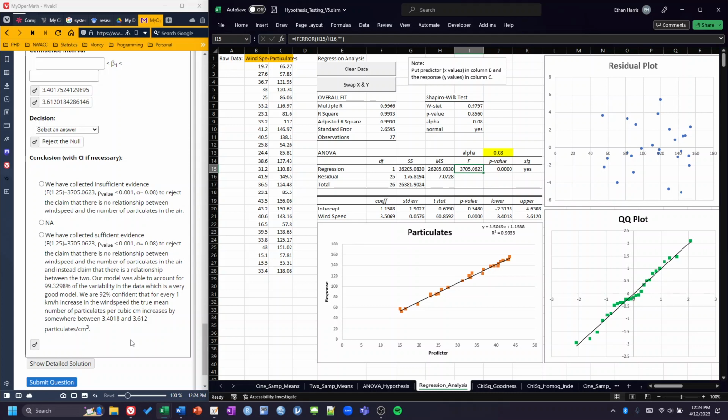So that's how you do a regression analysis using our tools in Excel. Good luck on doing it on your own assignments.